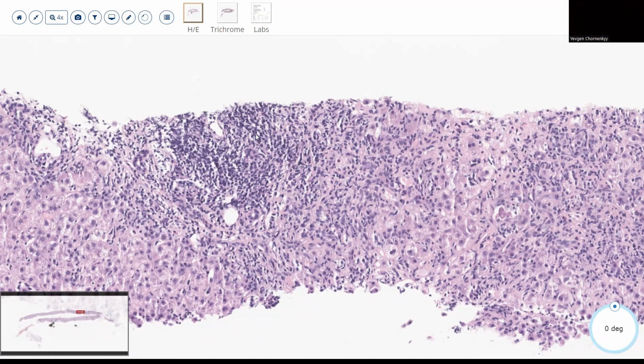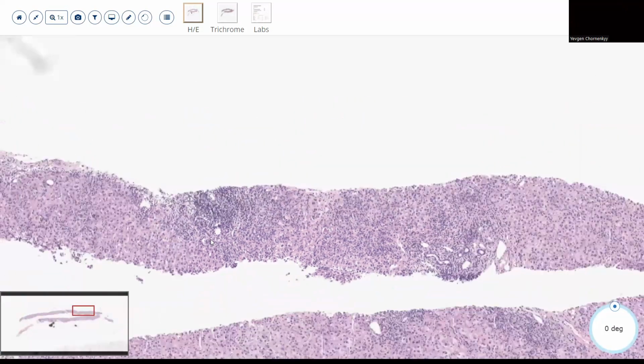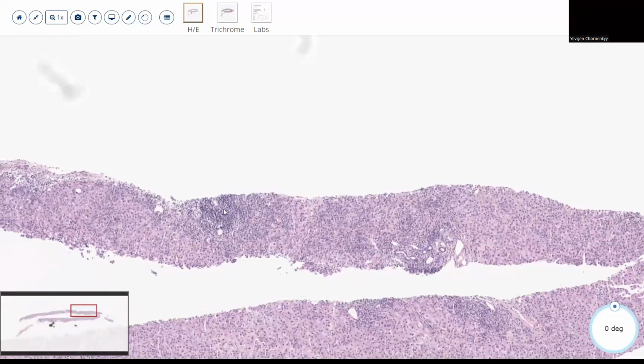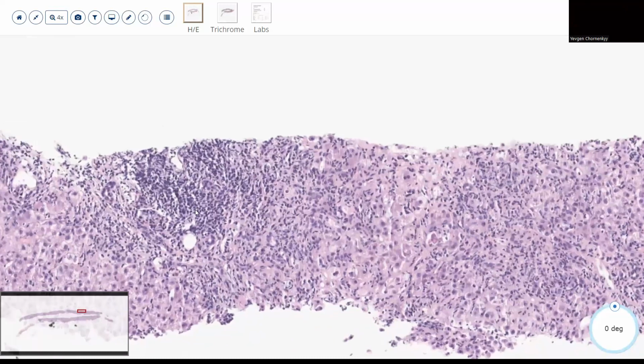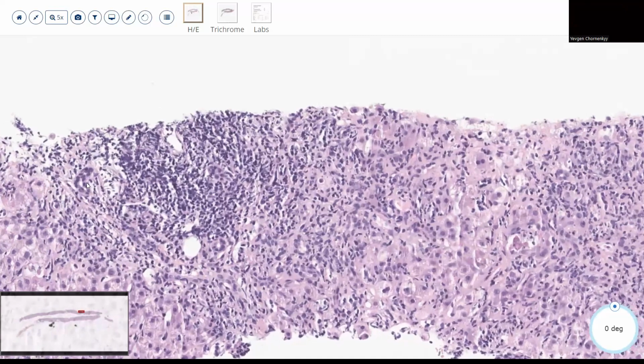Portal tract, right? Right, but it's really busy, right? Even from low power, you're looking at this and you're like, wow, this is so blue, and it's so inflamed. So you're looking here, you see a portal tract. So what are these guys right here? Yeah, we got one bile duct. We got another one, right? Maybe one more.